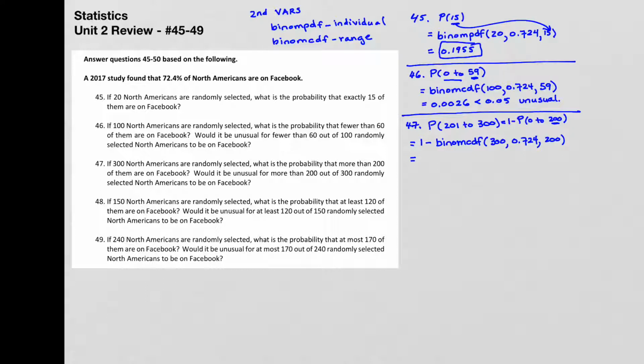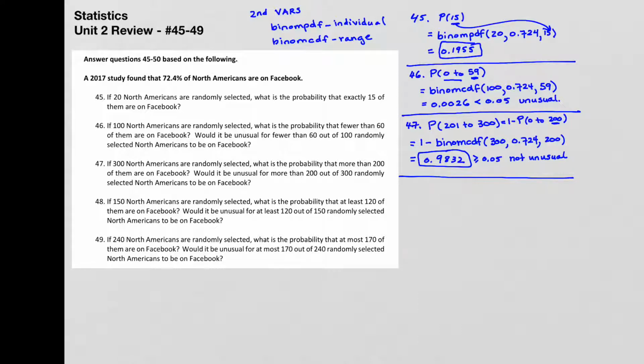So when I calculate that, I get 0.9832. That's my probability, and since this is greater than or equal to 0.05, we would say this is not unusual to get more than 200 out of 300 randomly selected people.